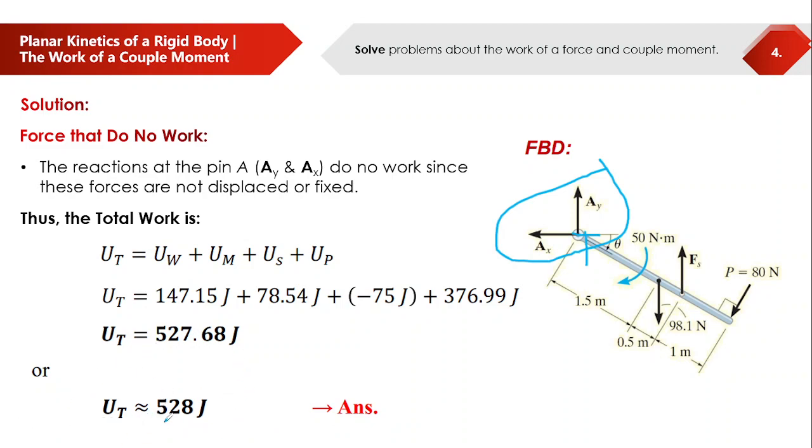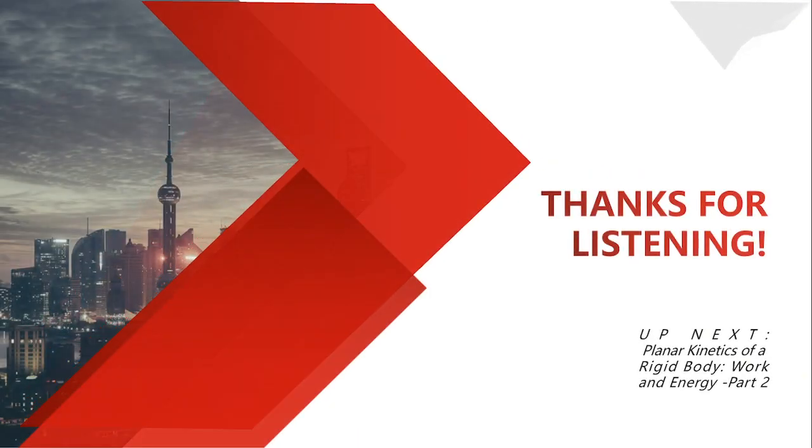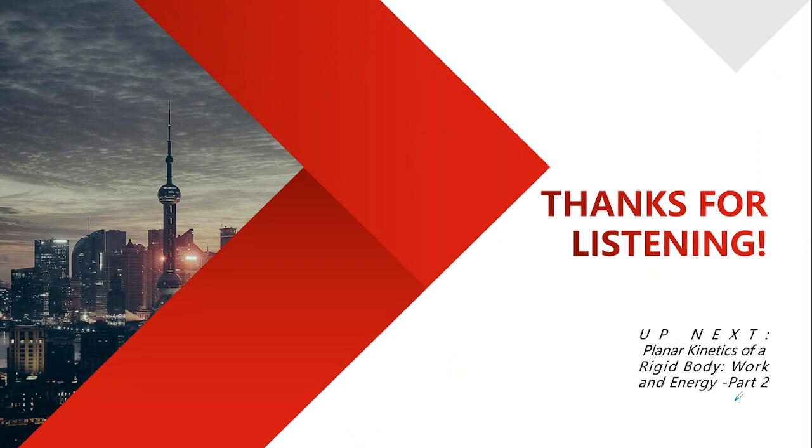So, this is the total work of your bar for all the external forces, or all the forces acting on our bar. So, ito yung work na produce ng weight mo, ng spring force mo, yung constant force mo, and also the coupled moment. So, this is your total work done. Okay? And up next will be the part 2 of the planar kinetics of a rigid body. So, meron po siyang continuation. Okay? So, the next lecture video natin, or next date na natin i-discuss.